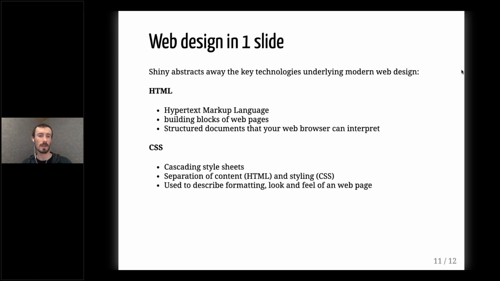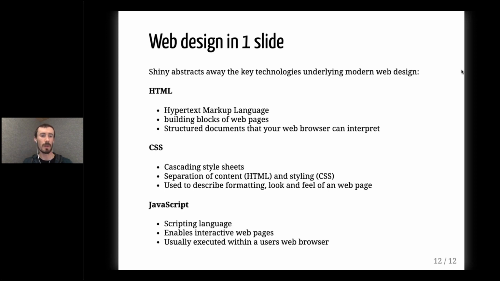There's CSS, or cascading style sheets, and this separates the content that's in the HTML, what your web app or website is doing, from how it looks. So you can control those independently. You can change the content, or you can update the theme, but they're not tied together, they're independent.